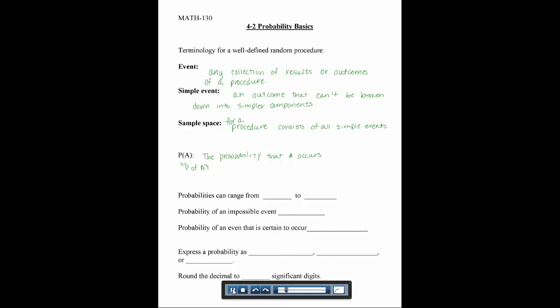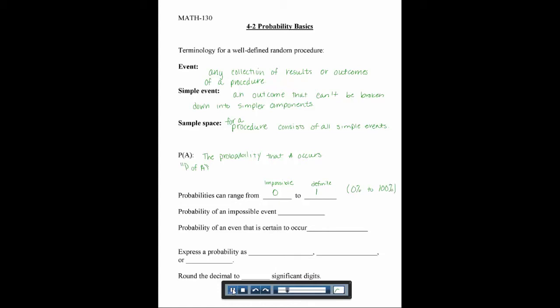Okay, now probabilities have a very specific range. Probabilities can range from 0 to 1. 0 means impossible, and 1 means definite. It's definitely going to happen. And then anything in between, for example, 0.5 would be a 50-50 chance. Now, we can write this different ways. So this would be the same as saying from 0 to 100%.